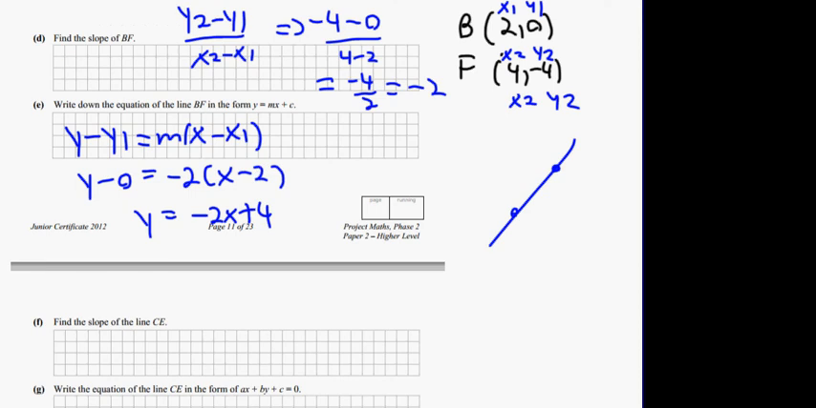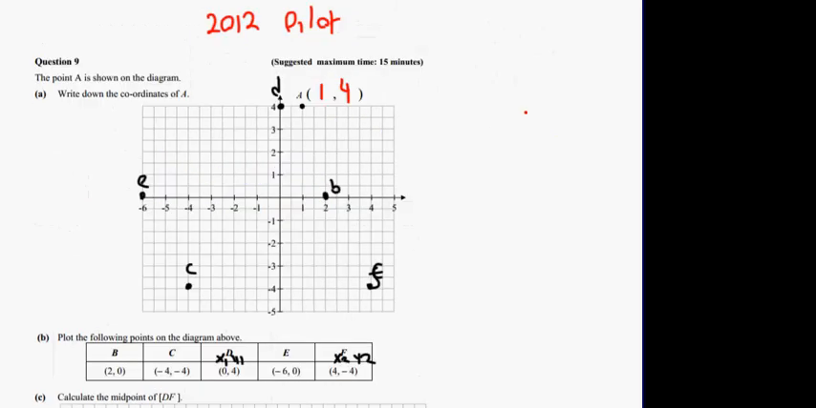There's another way of doing it. Does anybody know what c means, guys? C means where this line crosses the y-axis. If I went back to the last question and I joined B to F, do you see B to F? Yeah? And I keep going. Where will it hit the y-axis? 4. So you can say the slope is minus 2 and the c value is 4. So you could have done it that way as well.